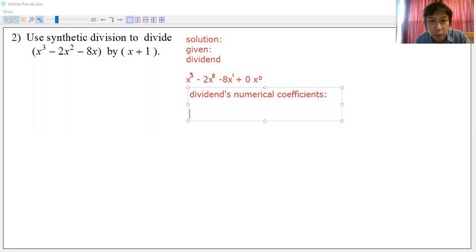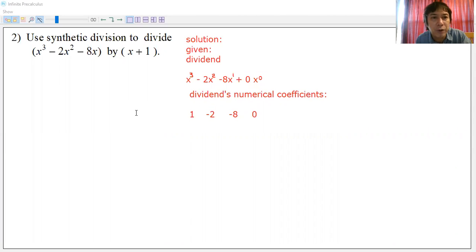Now we shall enumerate the coefficients. So for the x cubed, it's 1. For the x squared, it's -2. For the x to the first, that's -8. And of course, for the x to the 0, which represents the constant, it's just a 0 there. Remember, it will be from highest to the lowest. If there is a missing term, you have to provide a 0. All right, and so this will be the listed coefficients of the dividend.